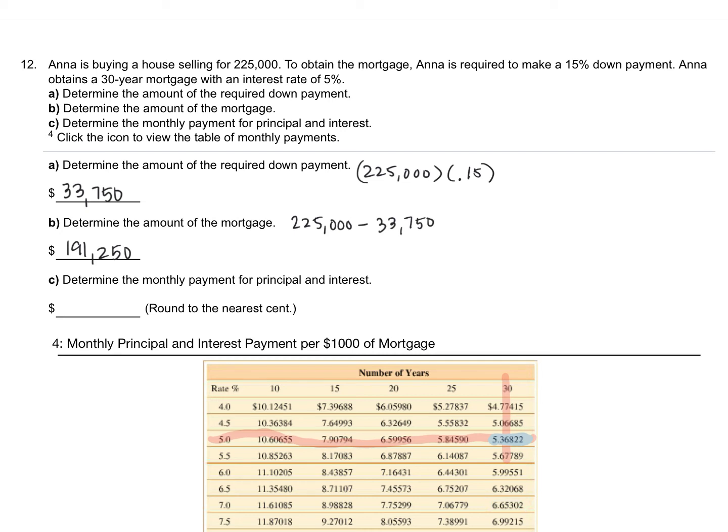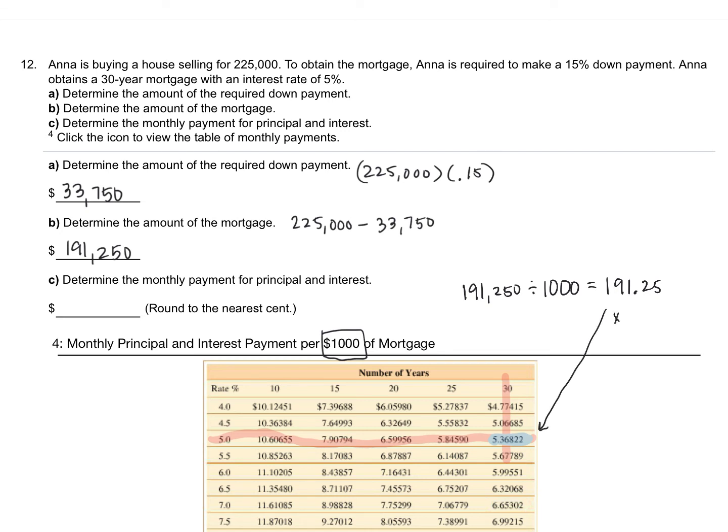If you're going to use a chart, what you do is you take the $191,250 and divide that by 1,000. So you take the amount of the mortgage and divide it by 1,000. That's usually what it is, in thousands, but whatever it tells you in the title of the chart, that's what you would divide it by. When you do that, you get 191.25. You then multiply that by whatever number you find in the chart.